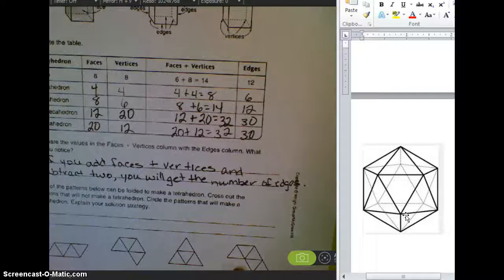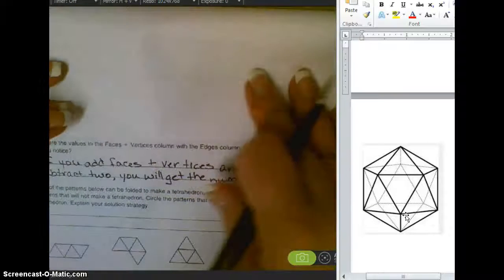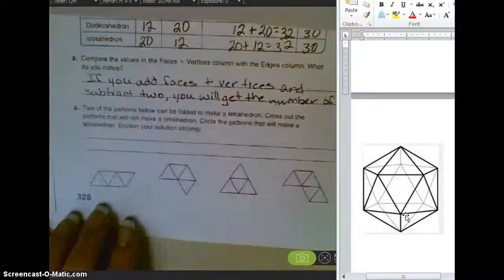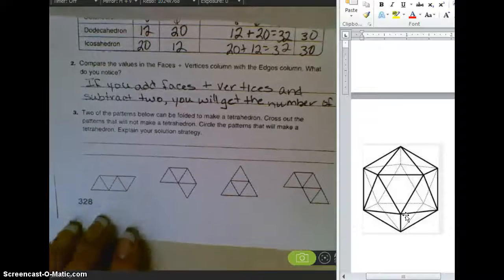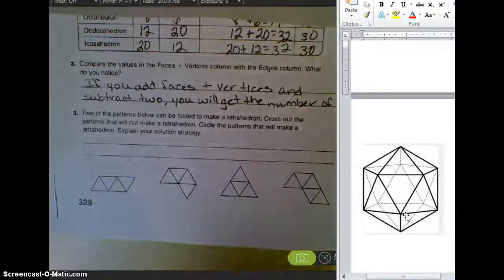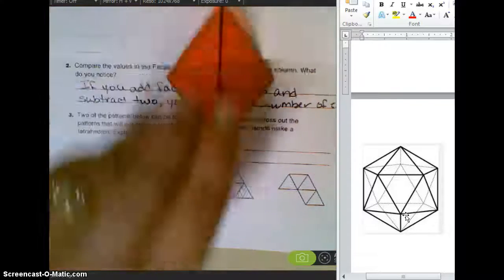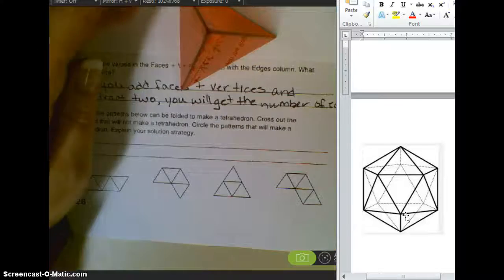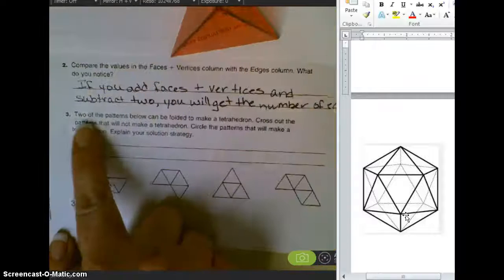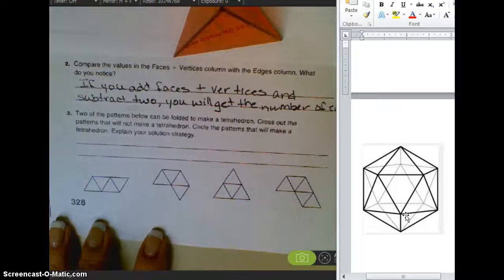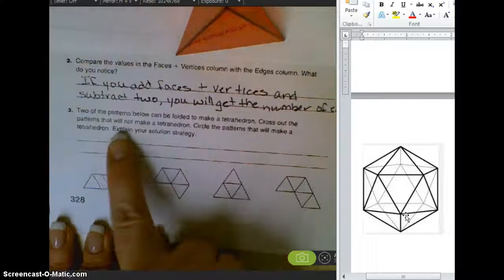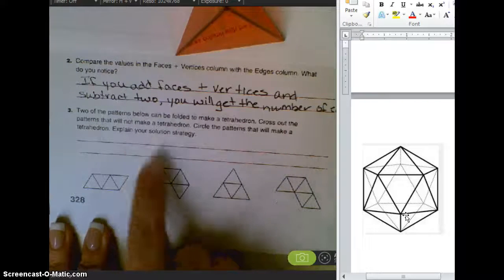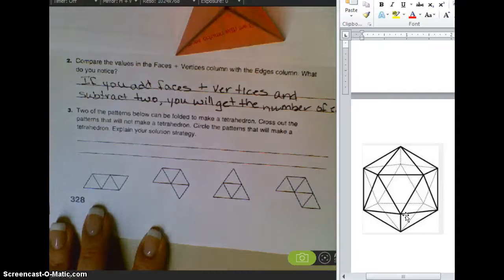Okay, I'm going to fold this down so I can move it up a little easier. It says 2 of the patterns below can be folded to make a tetrahedron. If you remember, this is what a tetrahedron would look like. It's a pyramid, it's a triangular pyramid with all sides exactly the same. Cross out the patterns that will not make a tetrahedron, and then circle the pattern that will make a tetrahedron. Explain your strategies for solving it.